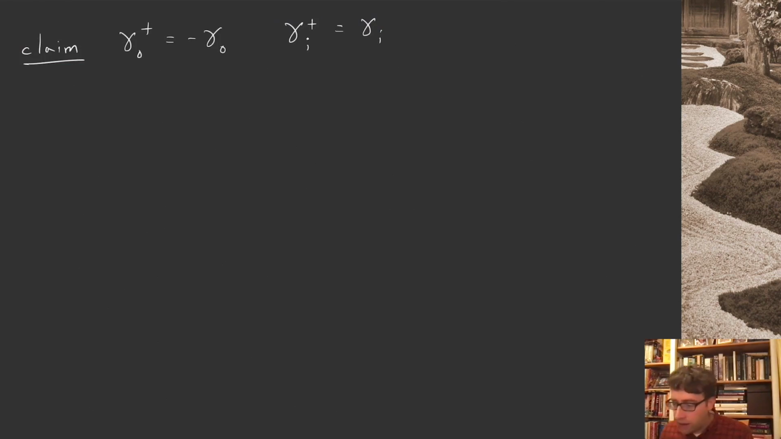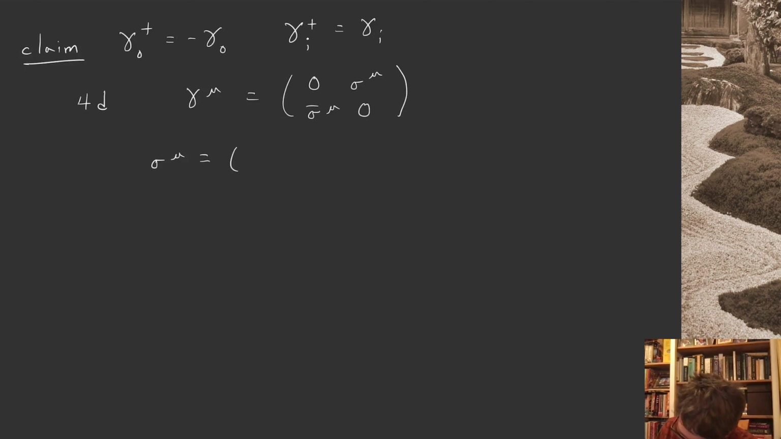Let's just analyze it for a particular example. Let's look at the 4D case where we had this basis of gamma matrices, the so-called Weyl basis. So we have a sigma mu in the upper right, this sigma bar mu in the lower left, and a 0 on the diagonals. And sigma mu is some 4-dimensional generalization of the Pauli matrices.